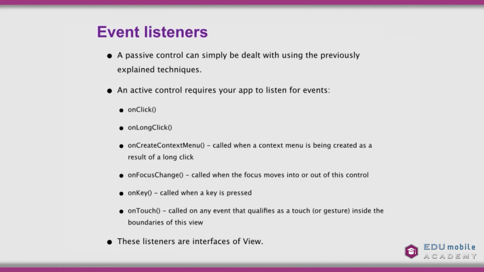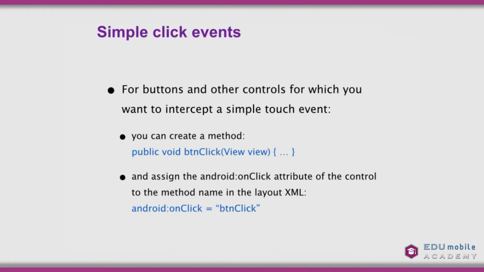Now, there is one special case in which you can actually deal with an event in a very simple way, and that is onClick. For buttons and other controls for which you want to intercept this simple on-click event, you can create a method, and the method has a public void signature, public void buttonClick, we're calling it here, and then we pass in the view. The view being the view that was just clicked. In other words, the control that was just clicked. And in that method, we can do anything we want. We can deal with that click event.